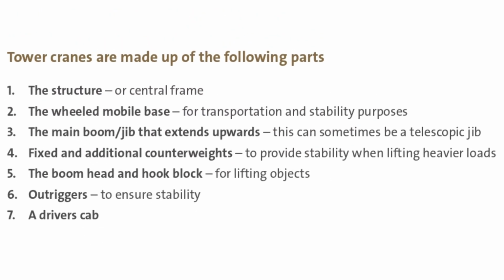Mobile cranes are made up of the following parts. 1. The structure, or central frame. 2. The wheeled mobile base, for transportation and stability purposes. 3. The main boom jib that extends upwards, this can sometimes be a telescopic jib. 4. Fixed and additional counterweights, to provide stability when lifting heavier loads. 5. The boom head and hook block, for lifting objects. 6. Outriggers, to ensure stability. 7. A driver's cab.